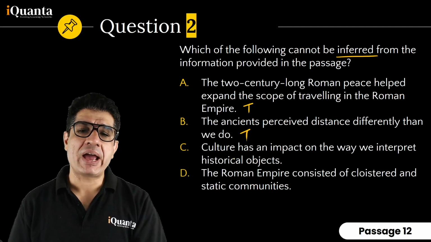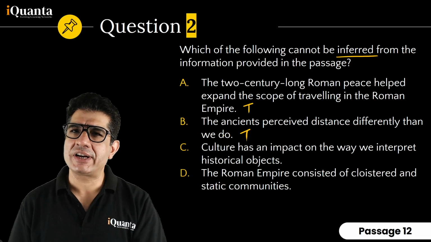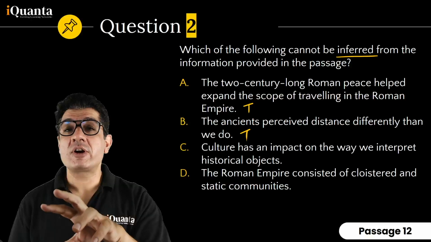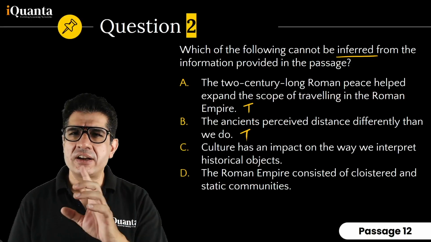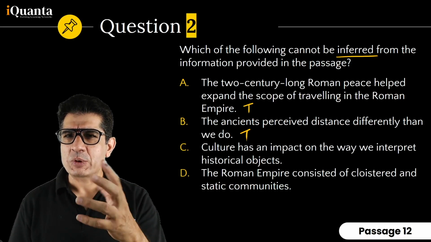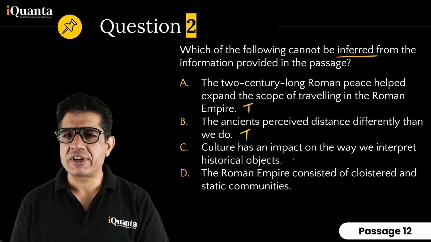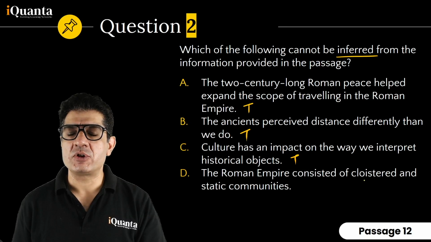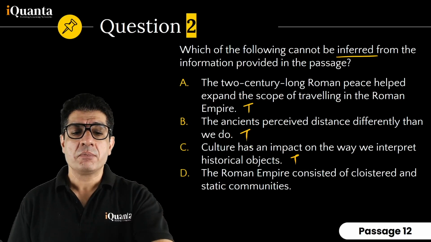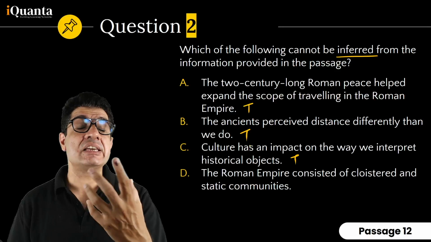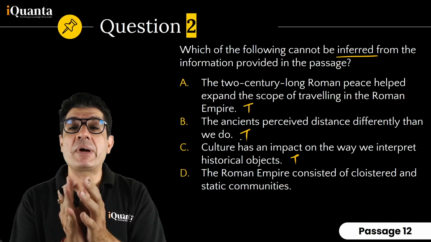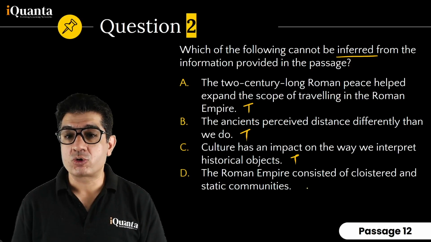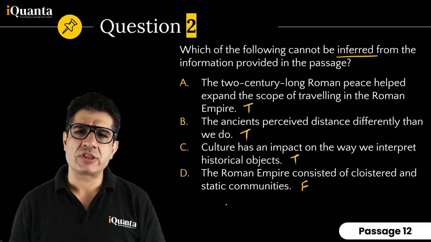Culture has an impact on the way we interpret historical objects. Second paragraph, where the tourists, the visitors overlooked the pharaonic origins and reinterpreted those from the perspective of their culture. So definitely true. D. The Roman Empire consisted of cloistered and static communities. Cloistered is isolated, separate. But then the passage very clearly tells us that this is a notion that has been upended by modern scholars. It has been proven wrong by modern scholars. So to claim D will actually be false on the basis of the passage.